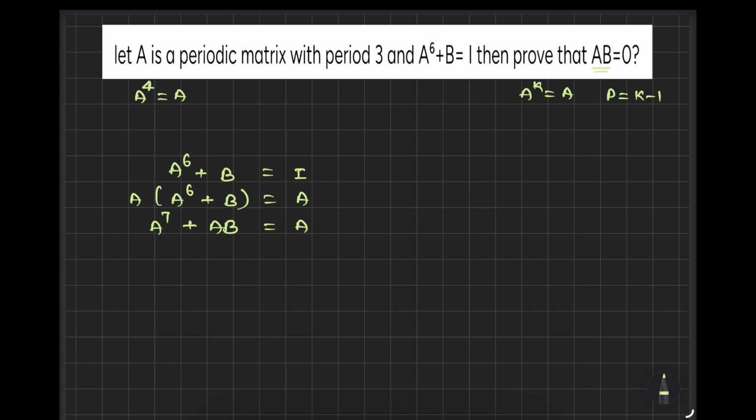Now, this is A power 7. So look at this: A power 4 is what? A. So can I write, sir, A power 3 into A power 4, and this A power 4 will be written as A, and this thing will become A power 4 again. So it will become A plus AB equals A. Now this thing is gone. So can I say that AB equals 0 and we are done? Okay, we needed to prove AB equals 0 and we did it.